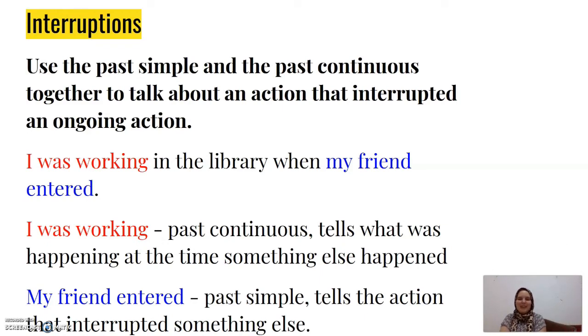"I was working" is in the past continuous. It tells us what was happening at the specific moment when my friend entered. "My friend entered" is in the past simple. It tells us the action that interrupted something else. So use the past continuous to talk about the ongoing action. Use past simple to talk about the action that interrupted the past continuous action.